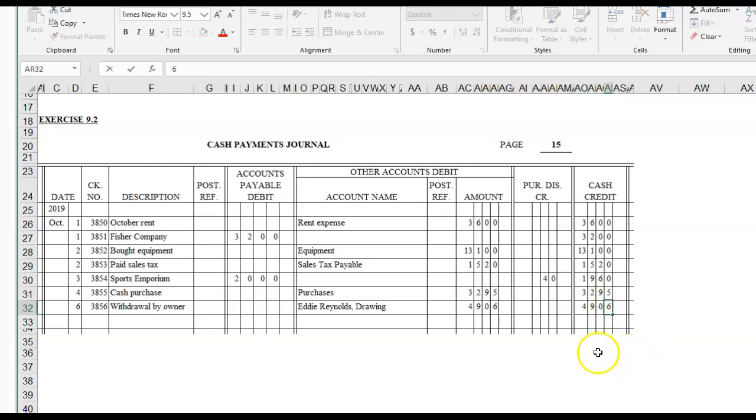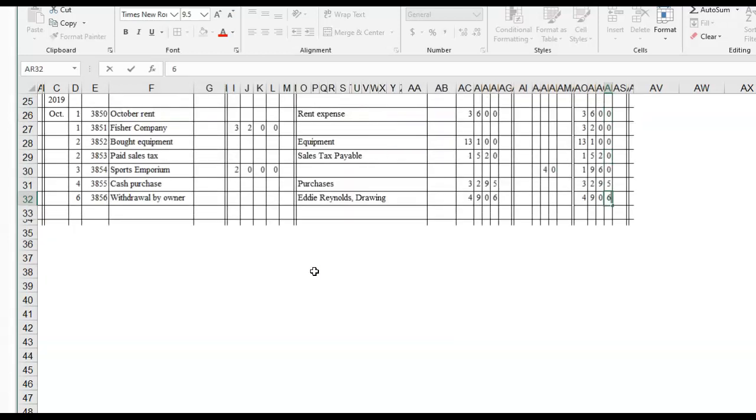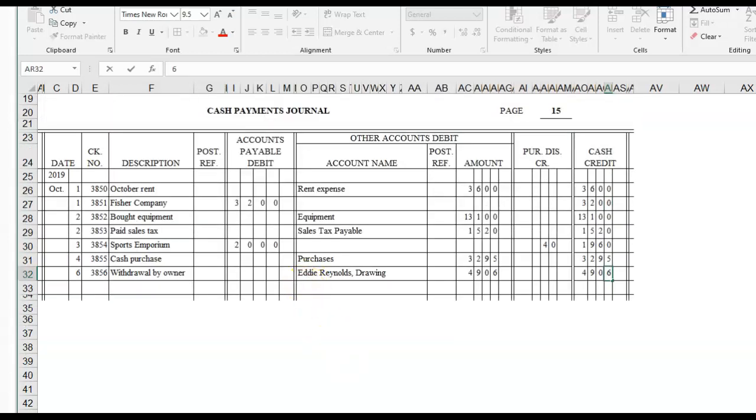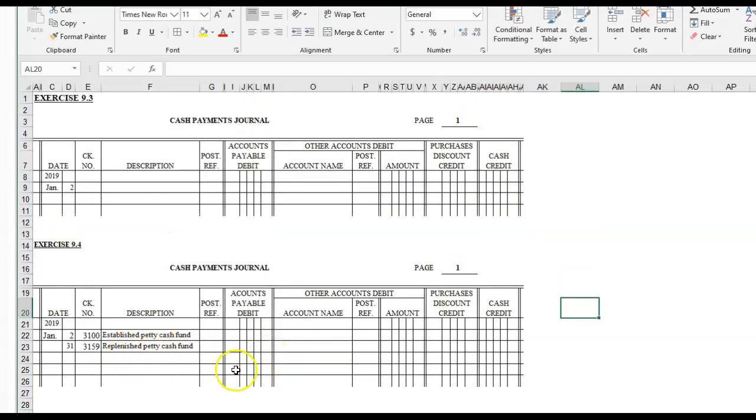So you see, this chapter is not about difficulty. It's about entering things correctly into the cash payments journal and the cash receipts journal. So far, there are going to be a little bit more difficult exercises coming up. Okay, 9.3.